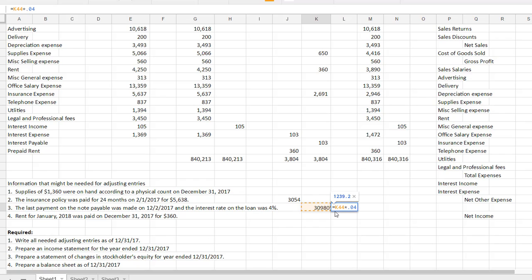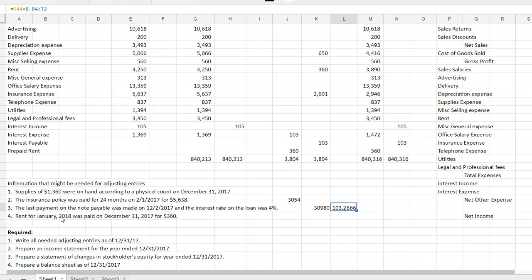For the year, it would be 4%, and we have last paid on 12/2. You could go with 30 days, but I would be okay with dividing that by 12 to get 1 month's worth of interest, which is what you actually owe, even though you could quibble over days, and that's fine. That's not a problem. But we get 103, and we're going to again round off and debit interest expense and credit interest payable for that $103 there in our adjusting entry columns.